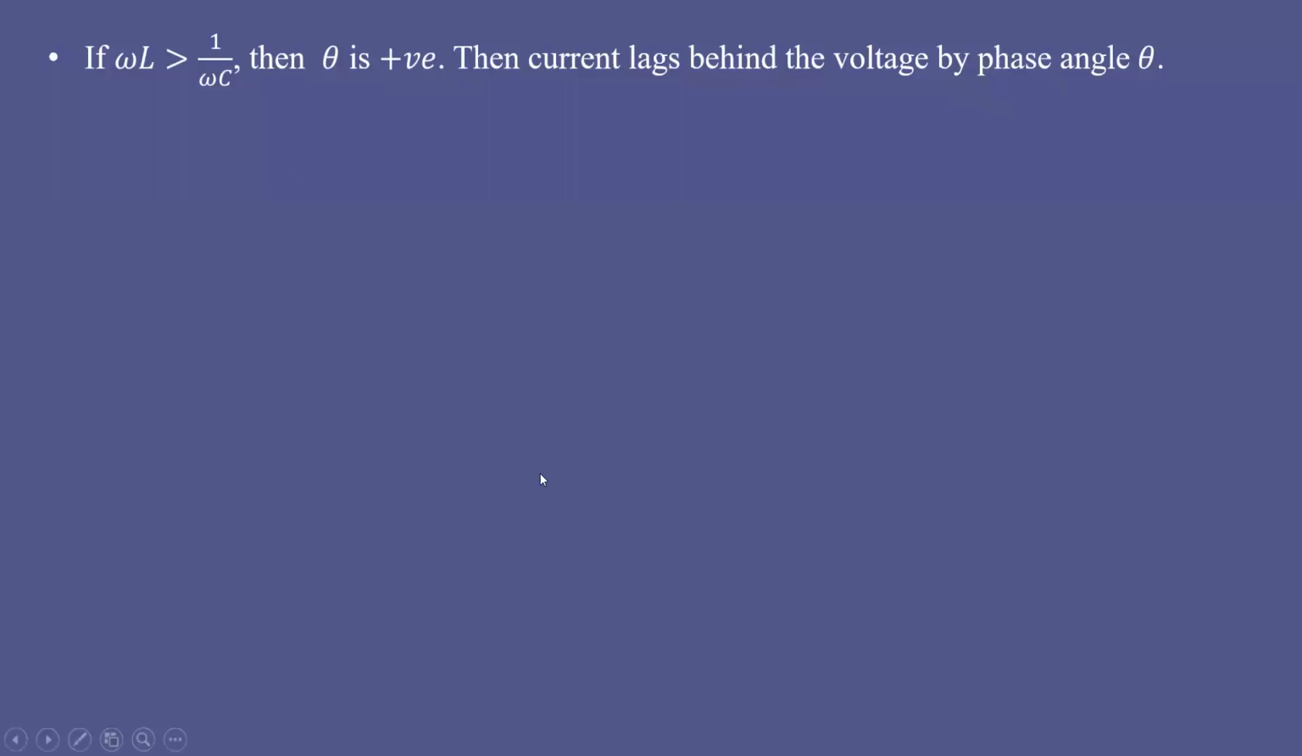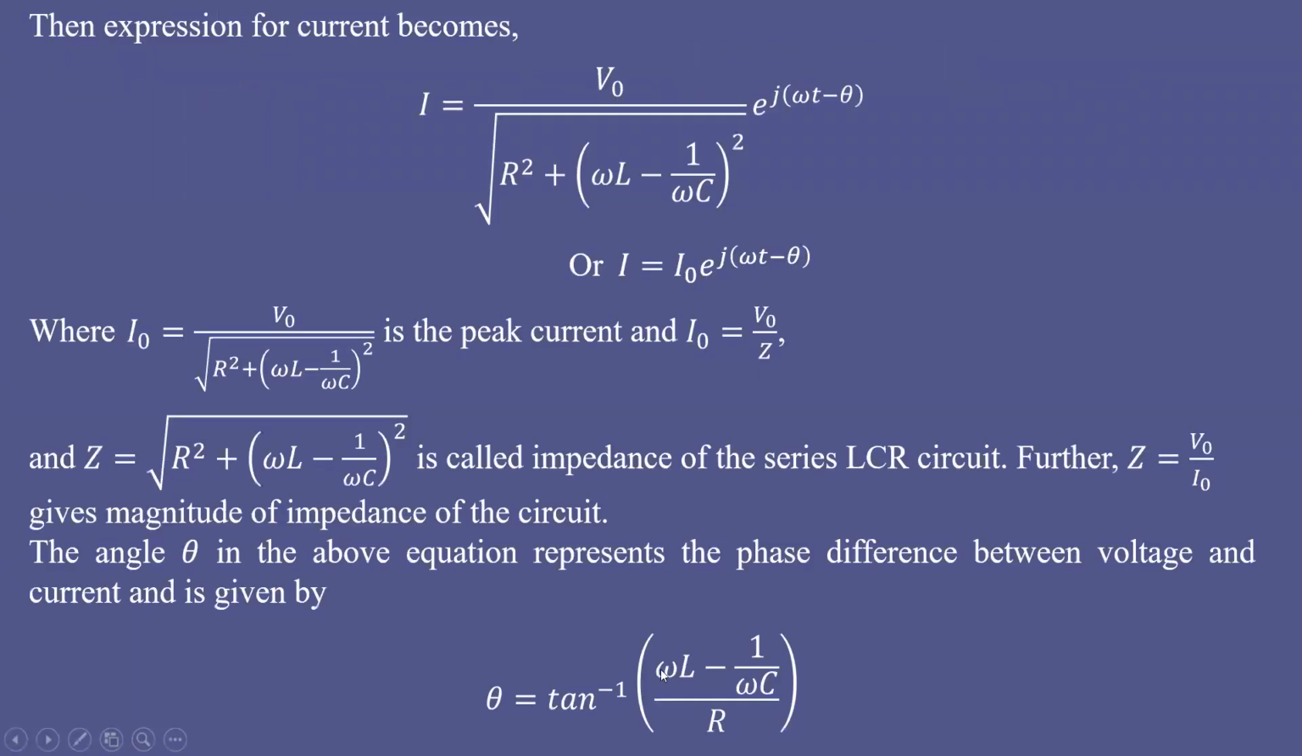And finally, we'll represent this in the phasor diagram. If omega L is greater than 1 by omega C, just observe this equation. If this omega L is greater than 1 by omega C, then this numerator is positive. Therefore, theta will be positive. So the value of theta depends on the magnitude of omega L and 1 by omega C. If omega L is greater, theta is positive.